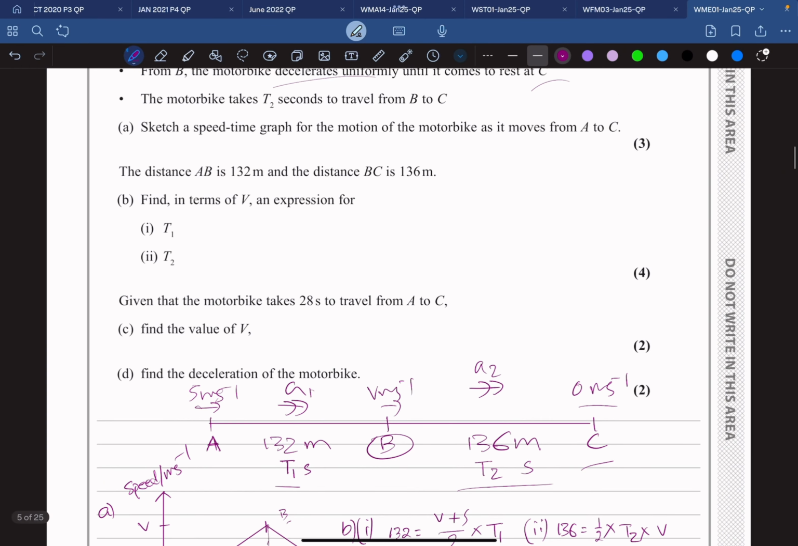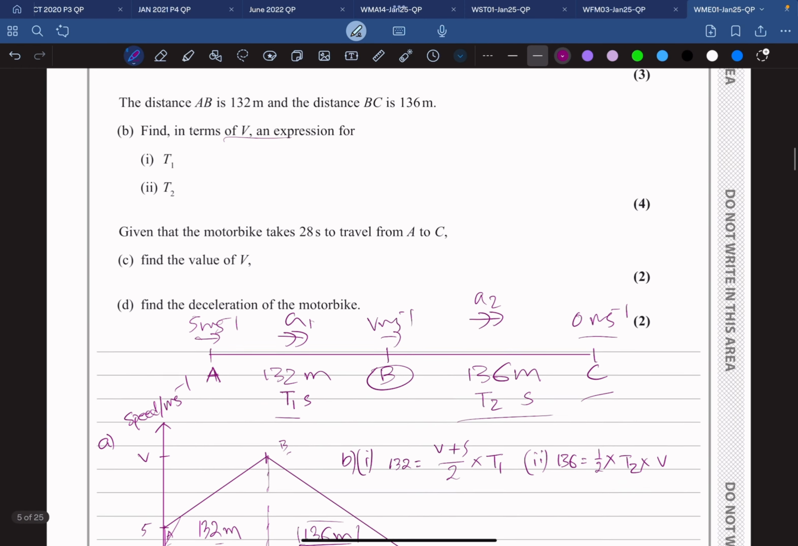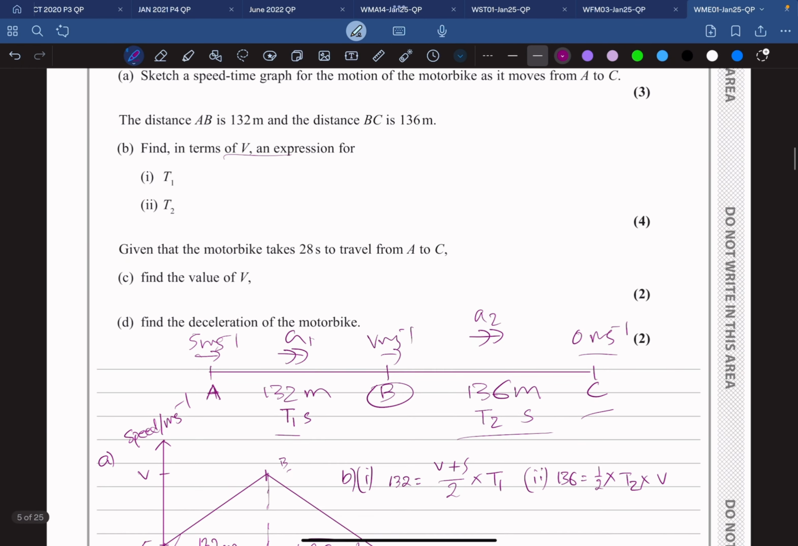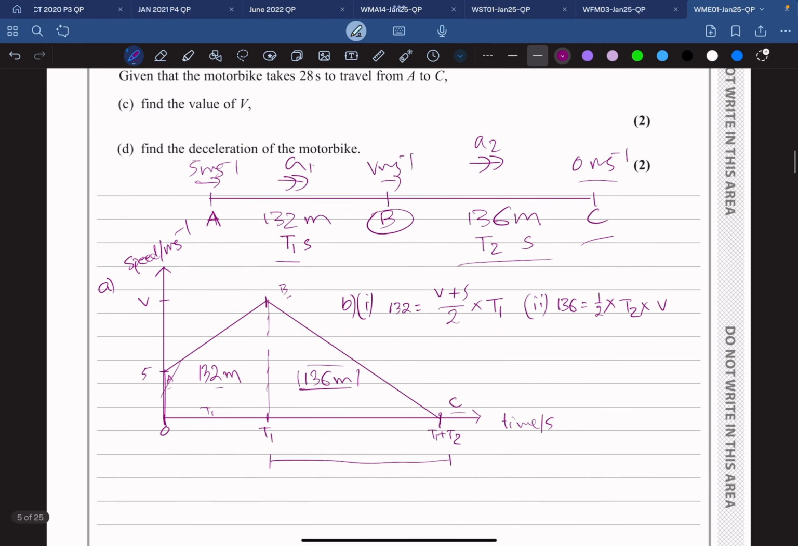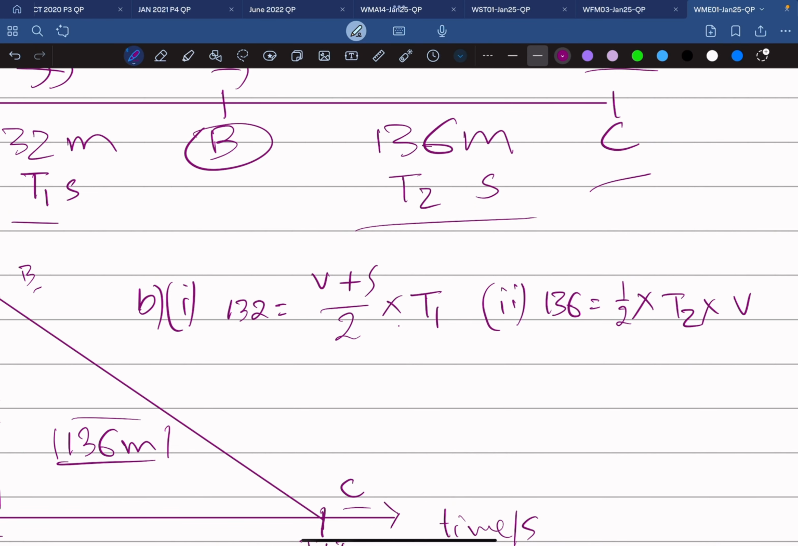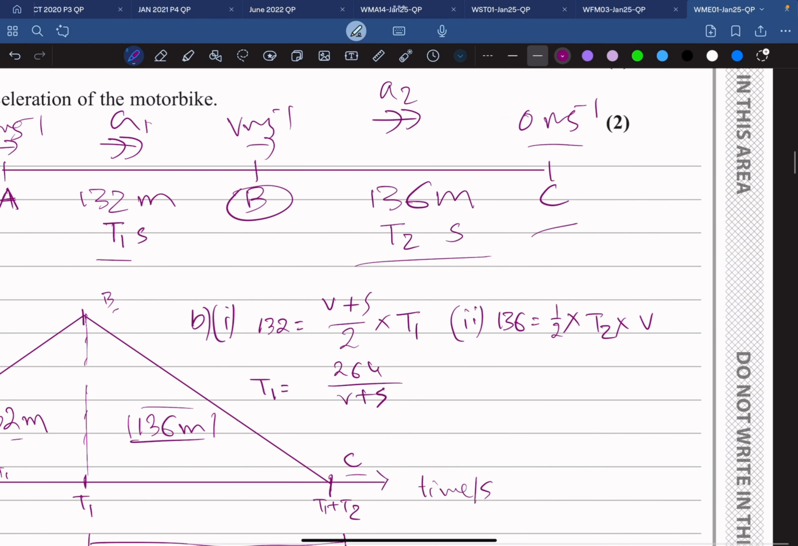Okay, in terms of V, they said we have to express T1. Okay, guys, my mistake. They said find in terms of V an expression for T1. So it's best if you just make T1 the subject here, just to be sure. I don't think they're gonna cut the marks, but you never know. They're pretty salty. So you have 264 here divided by V plus 5, and that's it.